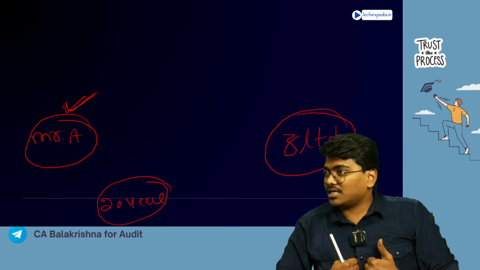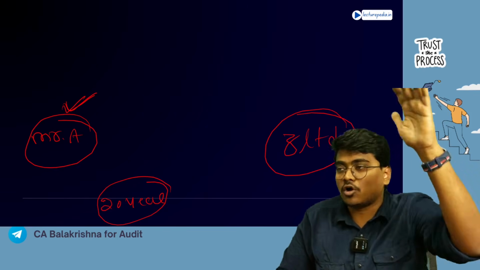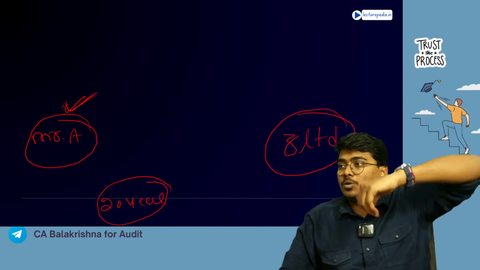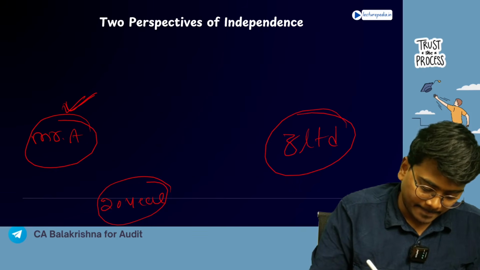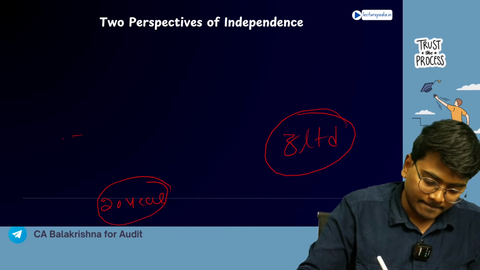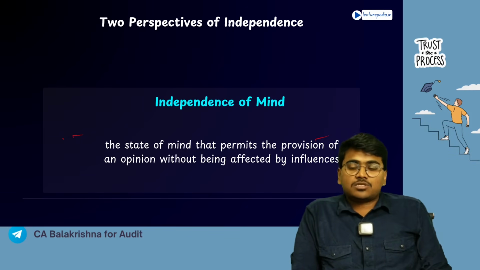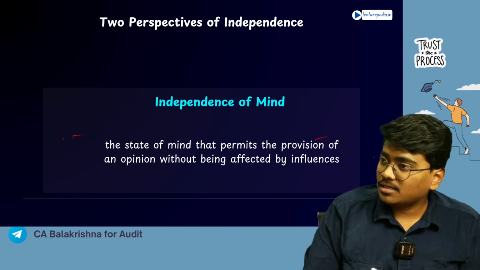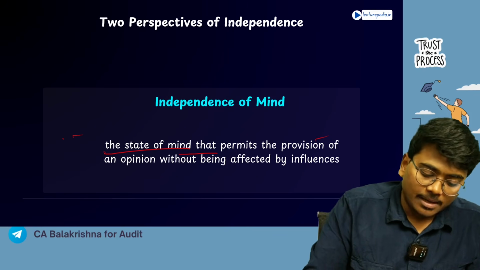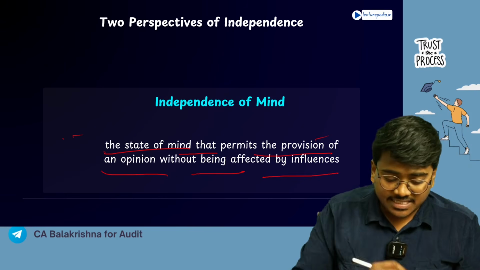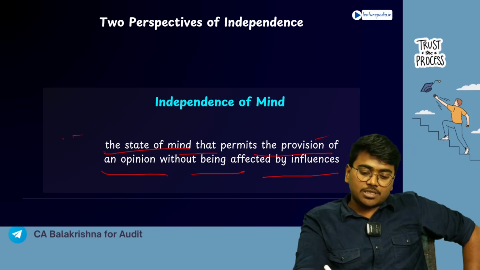Okay, so being a chartered accountant, it is not sufficient if you just appear to be independent. You have to be independent in your mind also. Got it? These are the two perspectives of independence. Firstly, independence of mind, that is the state of mind that permits the provision of opinion without being affected by influences. That is independence in mind. Next, independence in appearance.